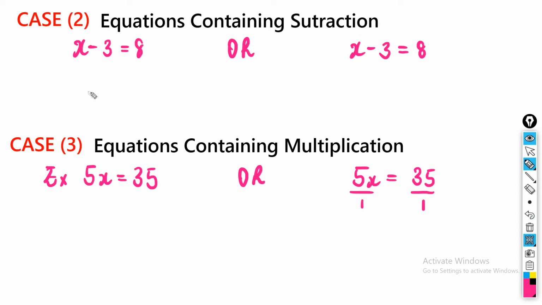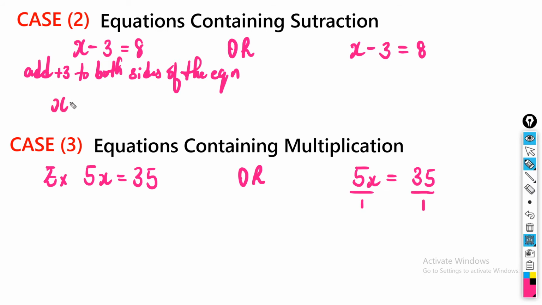So for the first thing here, guys, what we can do is add positive 3 to both sides of the equation. So we're going to end up with x minus 3 plus 3 is equal to 8 plus 3, and then these two would cancel each other, and we get x is equal to 11. So that's one way to do it, guys.